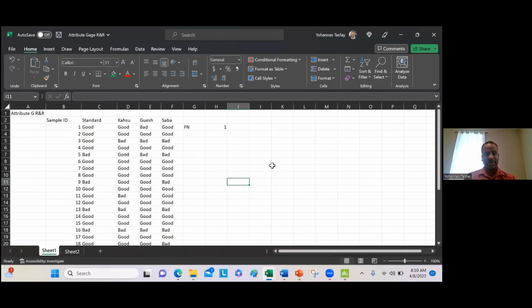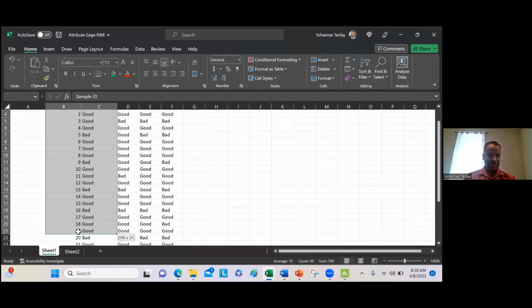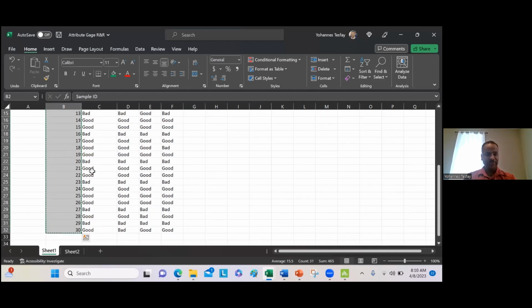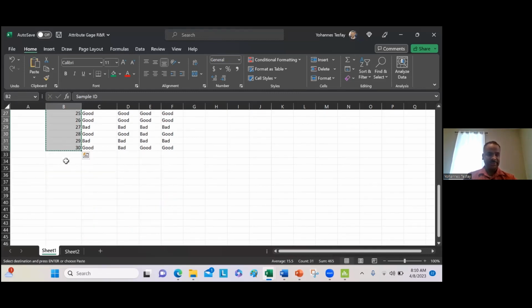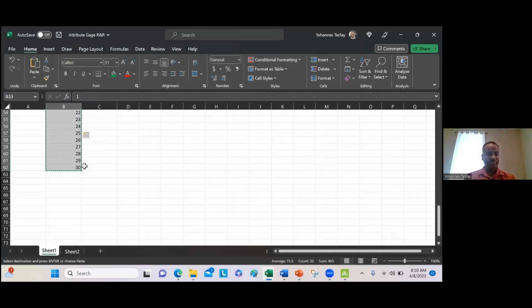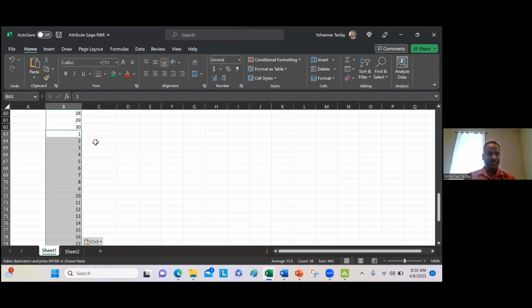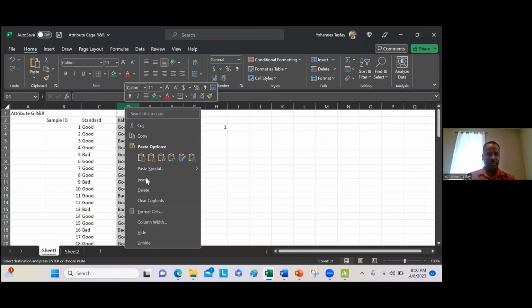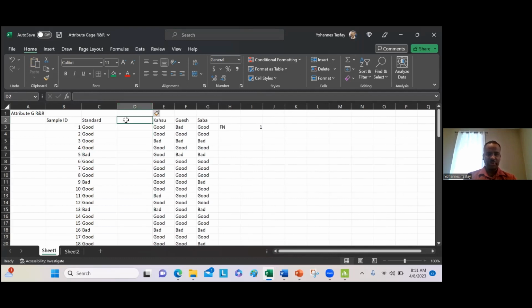So sample ID again. What I'm going to do is this one, I'm going to copy this and paste it like that. Okay, take this one. Then I'm going to do again, search sample. Okay, just like that. Then here I'm going to put insert operator.